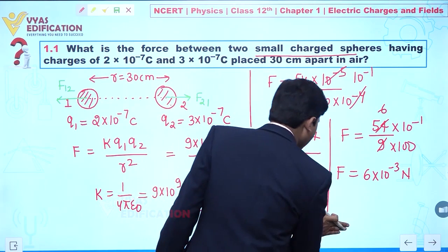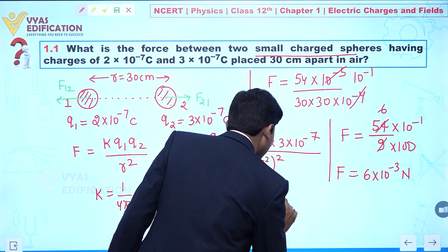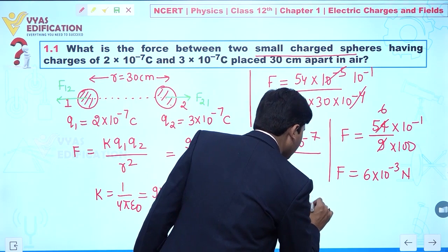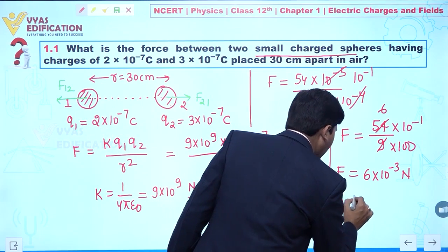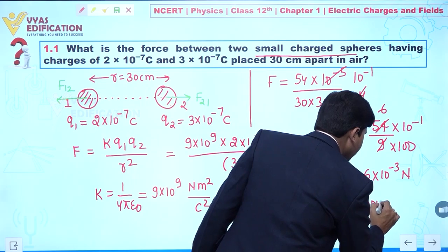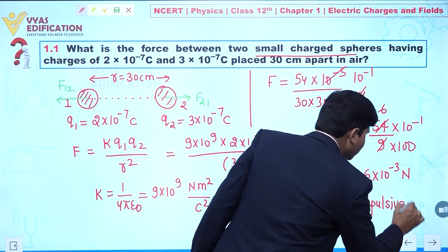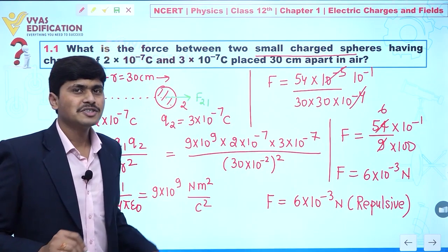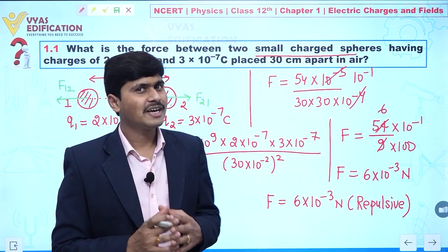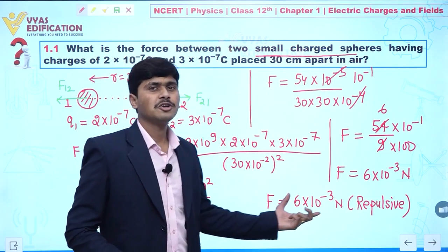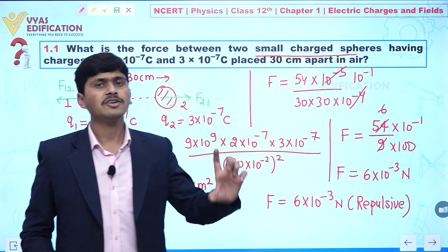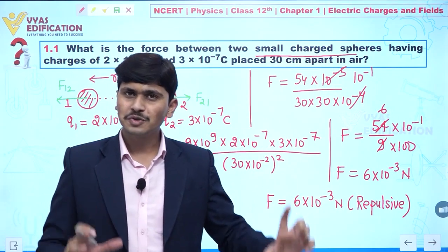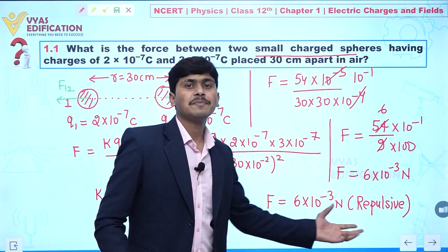So the correct answer you can write like this: electrostatic force acting is 6 into 10 to the power minus 3 Newton, and in the bracket you will write that this is a repulsive force. This is the nature of the force. Clear to everyone? So the correct answer of this question is F equal to 6 into 10 to the power minus 3 Newton. This is the magnitude of the force acting between the two charges, and it is repulsive in nature.